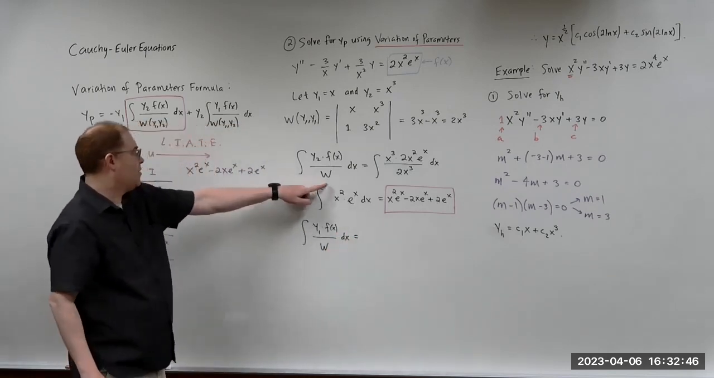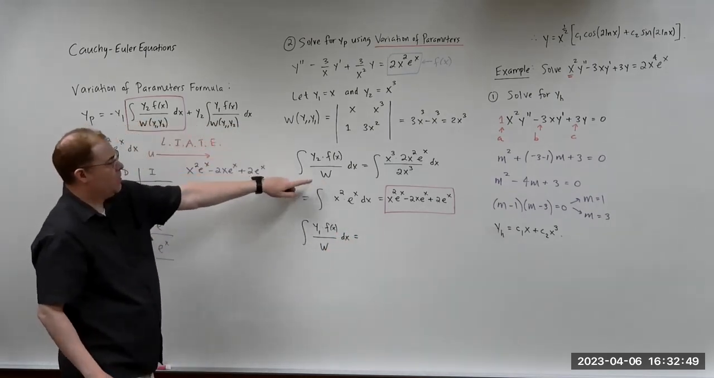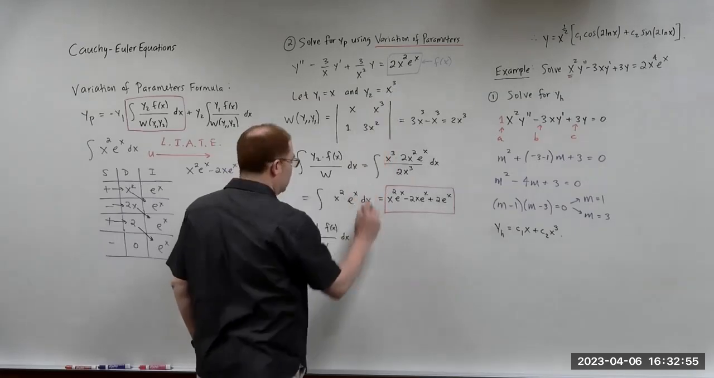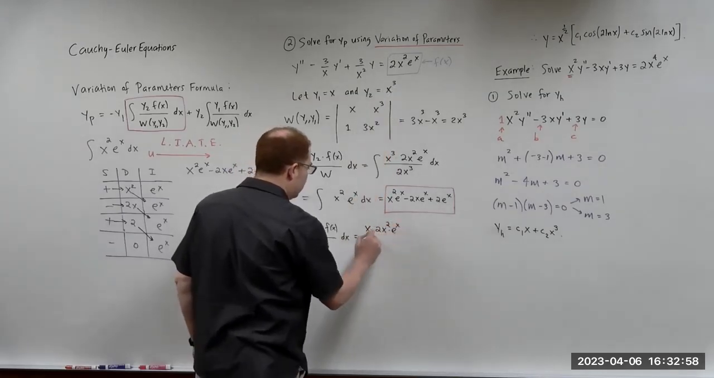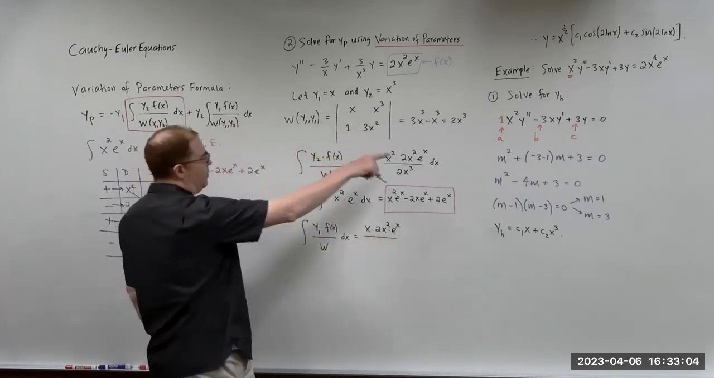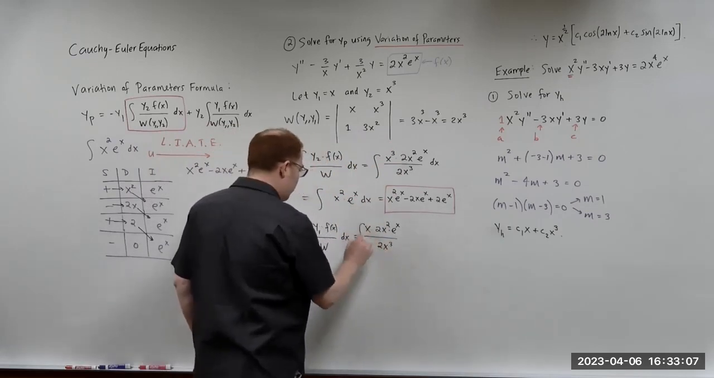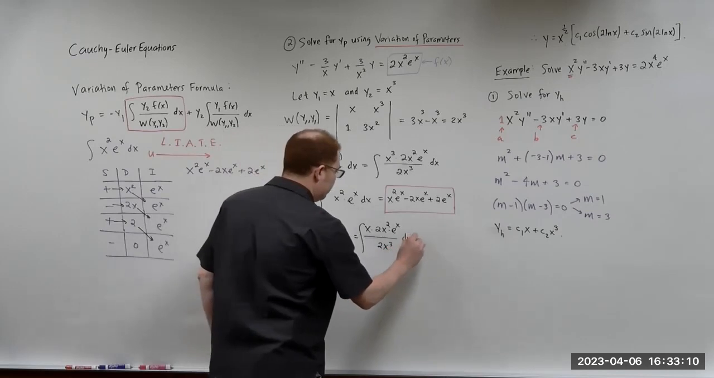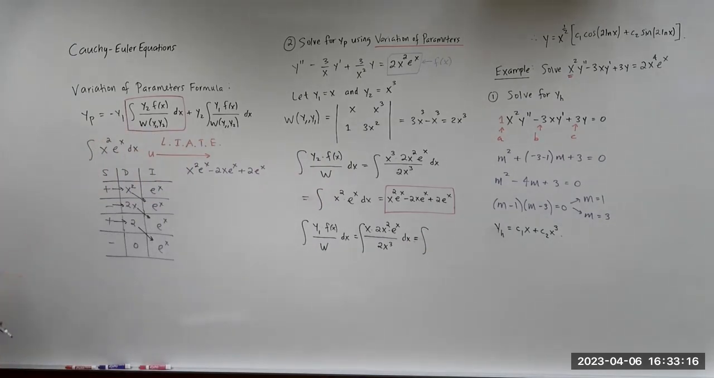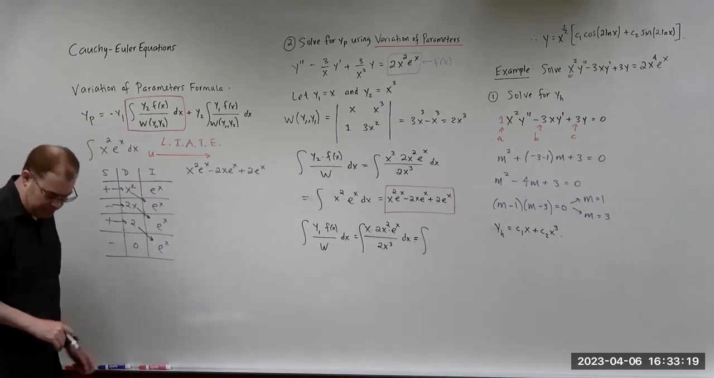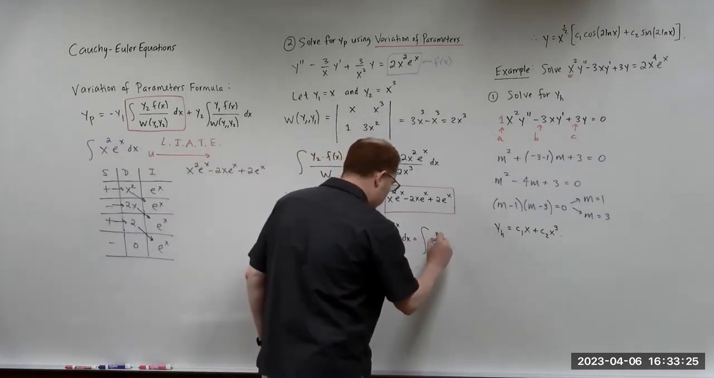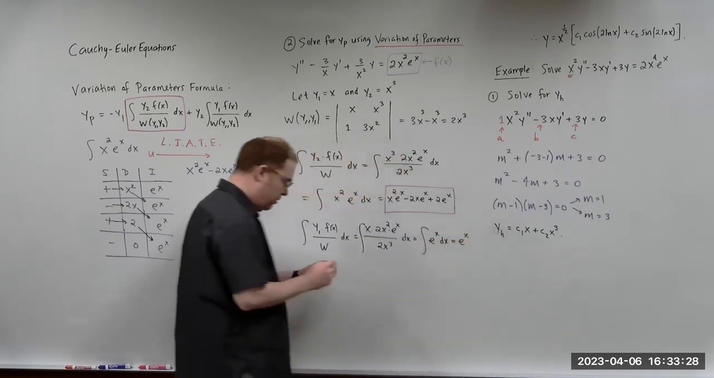And I've omitted, this is just the Wronskian, okay? So we have, this is just the Wronskian of y1 and y2. Okay, so y1 was x, times, you have 2x squared times e to the x, all divided by the Wronskian, which was 2x cubed. Okay, and simplifying that, the 2x cubes cancel out. That's basically leaving us with the integral of e to the x, which is just e to the x, okay?